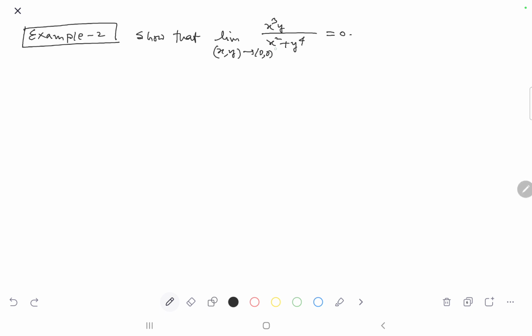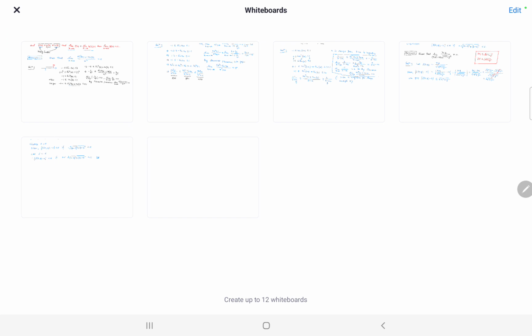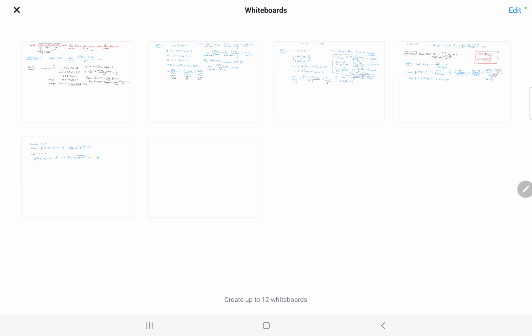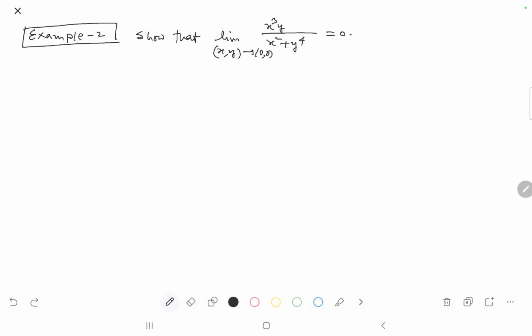What is the difference here from the previous example? In the previous example, in the denominator we had x square plus y square. But here we have x square plus y to the power 4. That will be a little bit challenging for us, but we remove this difficulty in a clever way. Solution: write down f(x,y) equal to x square y divided by x square plus y to the power 4.